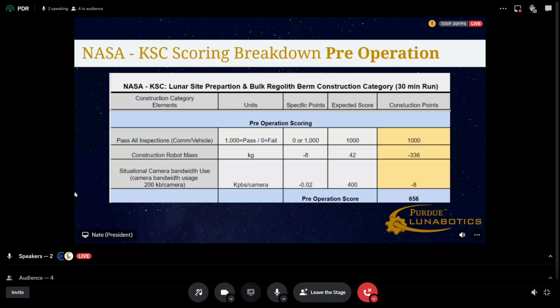First point is passing the communication check. That gets us 1,000 points. That's basically "robot works." For mass, for every kilogram of robot mass, we lose 8 points. So at our current mass of 42 kilograms, we're losing 336 points there. As well, for every camera we use, we lose 4 points. Right now we're assuming we would use 2 of those cameras to be able to watch our robot in real time.